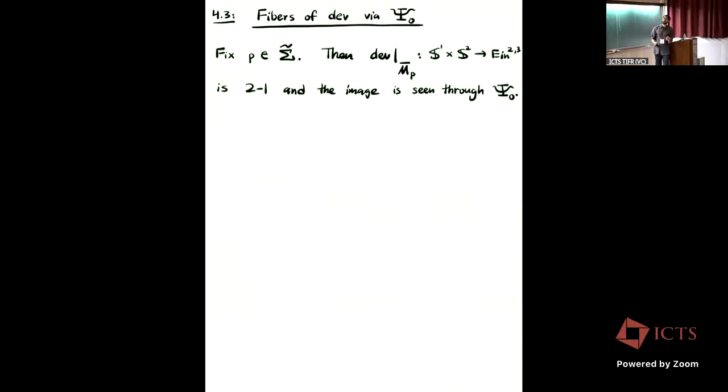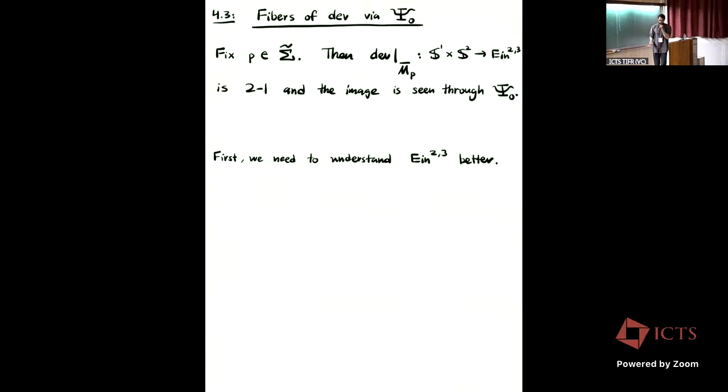So fix a point in the universal cover. What we want to understand is, what does dev look like when we restrict to a fiber, which is S1 cross S2? We have some map to the Einstein 2,3 universe. It turns out that the developing map is not quite injective on fibers, but almost. It's 2-to-1, and you can explicitly see what the image of that developed fiber is in terms of psi naught. This is actually closer to how the proof of the theorem goes, taking this perspective rather than the perspective in the last section.